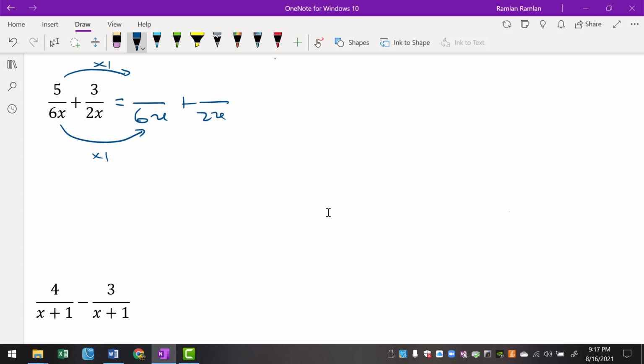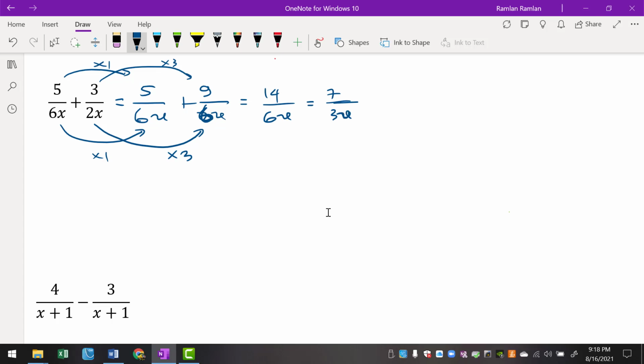So you do the same thing, multiply by 1, you get 5. And for this, 2x becomes, sorry, this should be 6x. 2x becomes 6x, you multiply by 3, so this guy is also multiplied by 3, you will get 9. So we get 5 plus 9 is going to be equal to 14 over 6x, and then you can simplify this 14 and 6 by dividing that by 2, you get 7 over 3x.